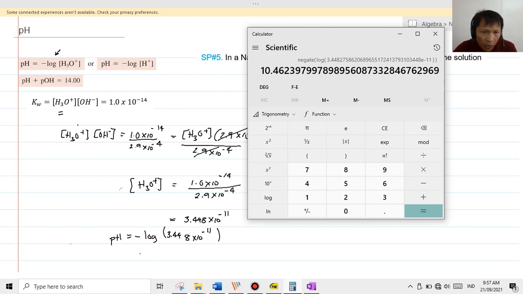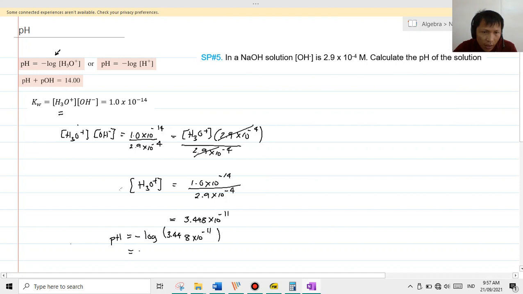Your pH is 10.5. So, that is the answer. It is a fairly basic solution, which is why the pH is 10.5. Again, if it goes above 7 or 8, that is a basic solution. 7 is neutral, and below that is an acidic solution.